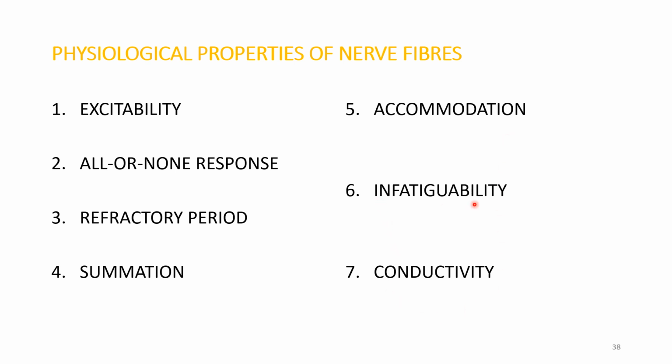Now coming to infatigability. That is, the nerve fibers cannot be fatigued even if they are stimulated continuously for a long time. That is called infatigability. These are the 7 physiological properties of the nerve fibers.